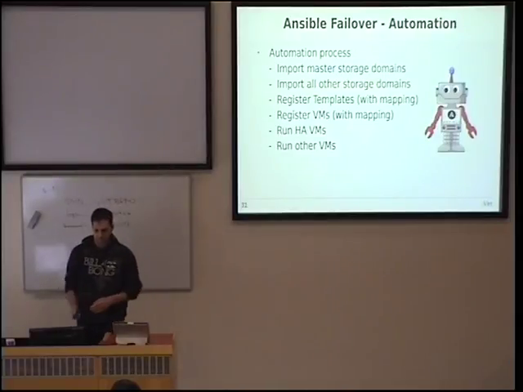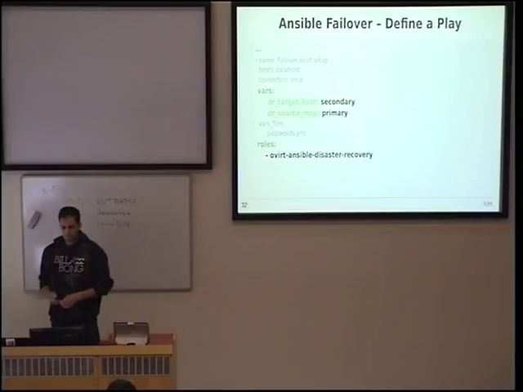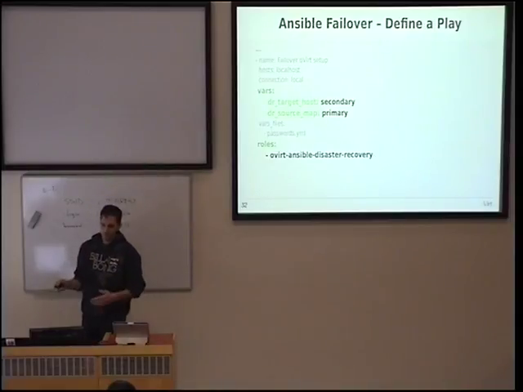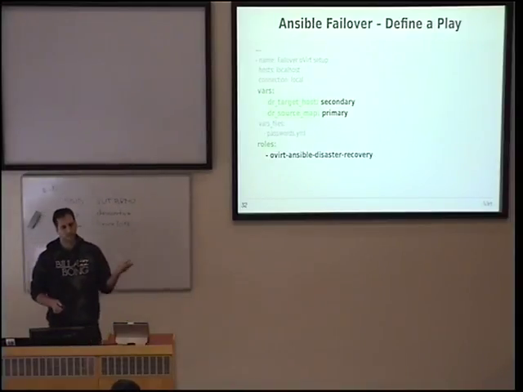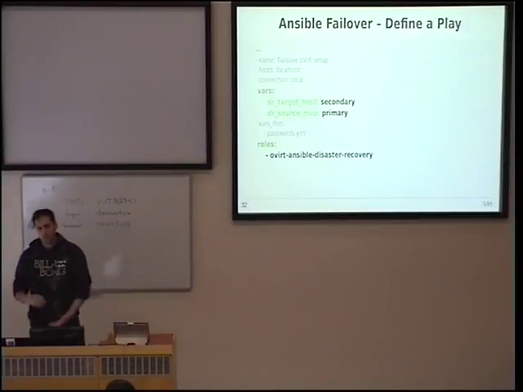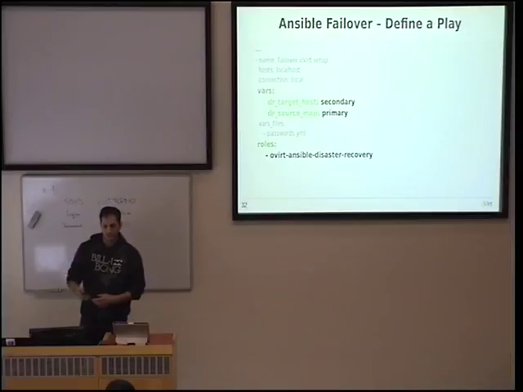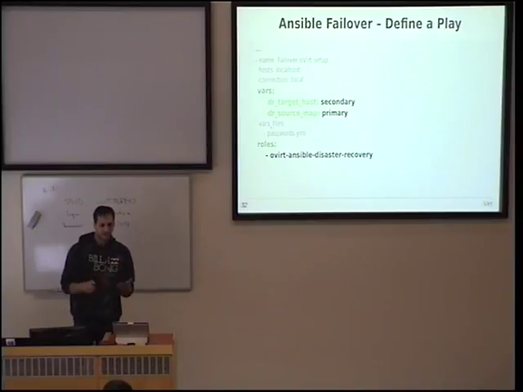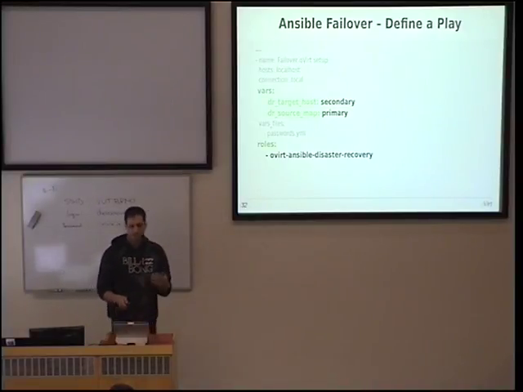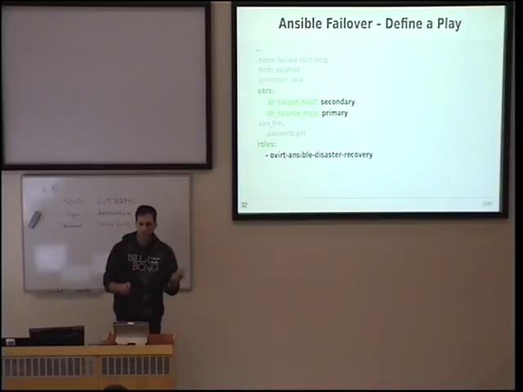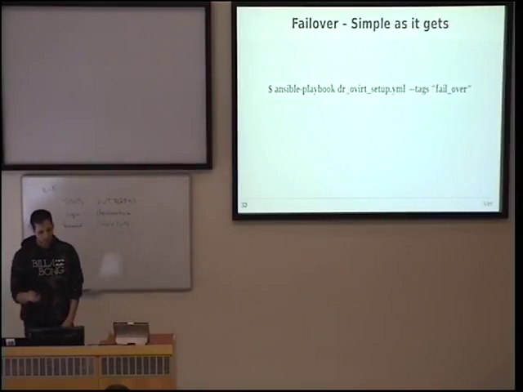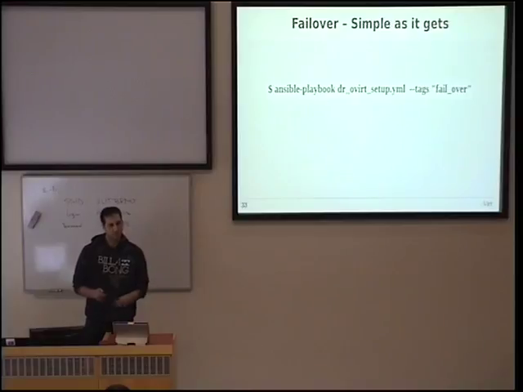And then run all the other VMs. So for failover, to define a play, also as simple as it gets, you simply need to have a target host, which is the secondary host. That's the host that we want to do the recovery to. And the primary source map, which is the mapping file, to know when we get the VM, which attribute of the OVF we should map from and to. Again, simple command, and disaster recovery is basically done.